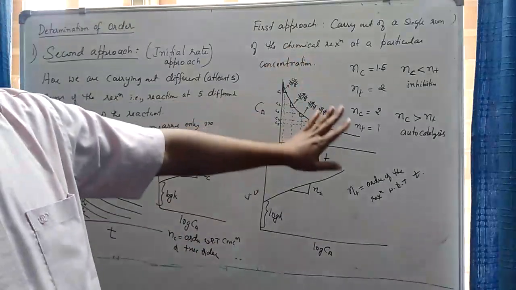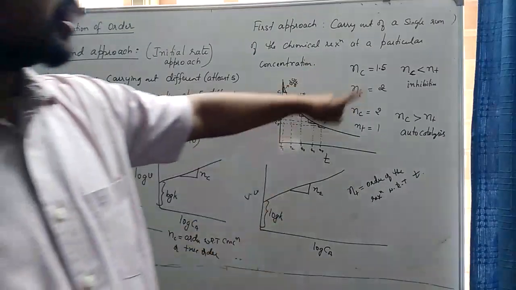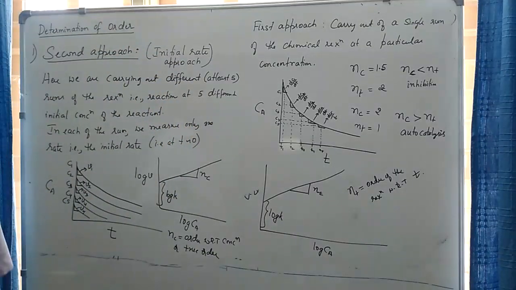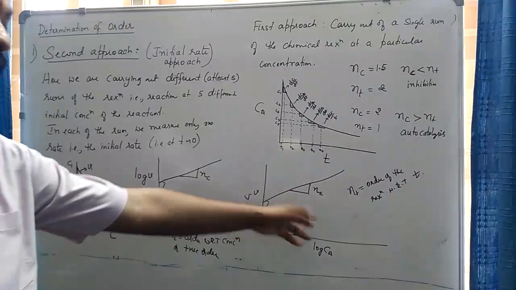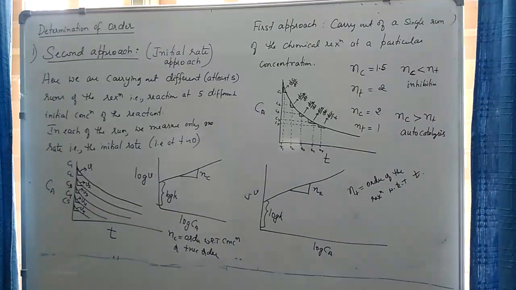So if NC is equal to NT, there is no inhibition or no autocatalysis. But if the two values are different from each other, then it clearly indicates that there is either inhibition or autocatalysis. The advantage of this method is that it is of course very accurate. You can simultaneously determine, from a single experiment, both the order of the reaction as well as the rate constant, because from this graph, from the slope we can find out the order, and from the intercept we can find out the rate constant of the reaction.